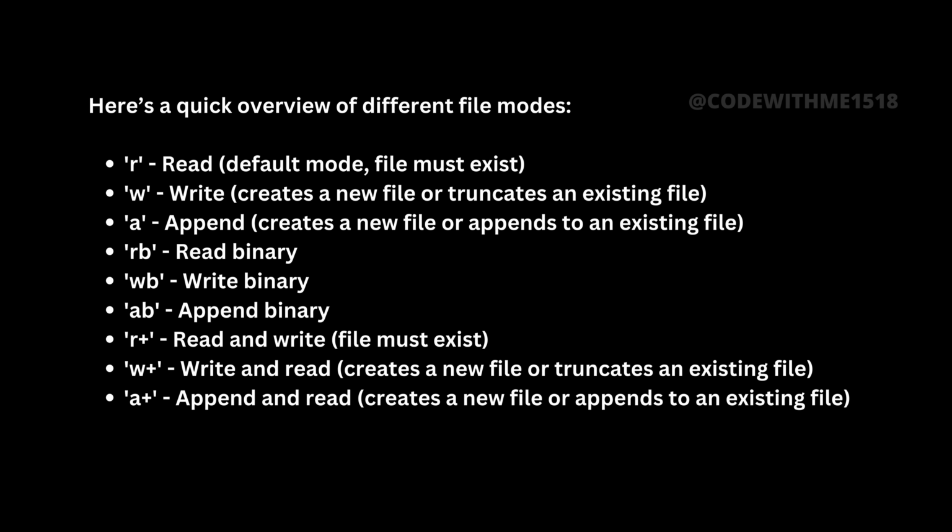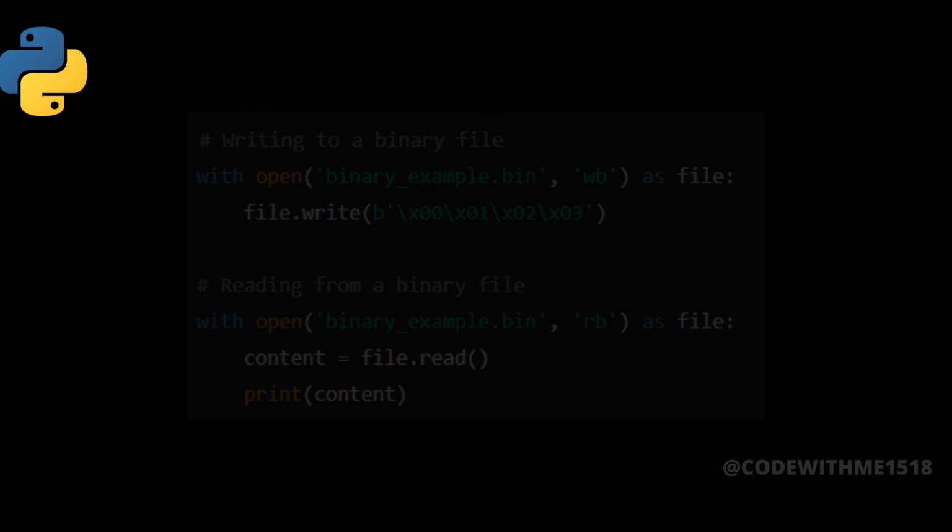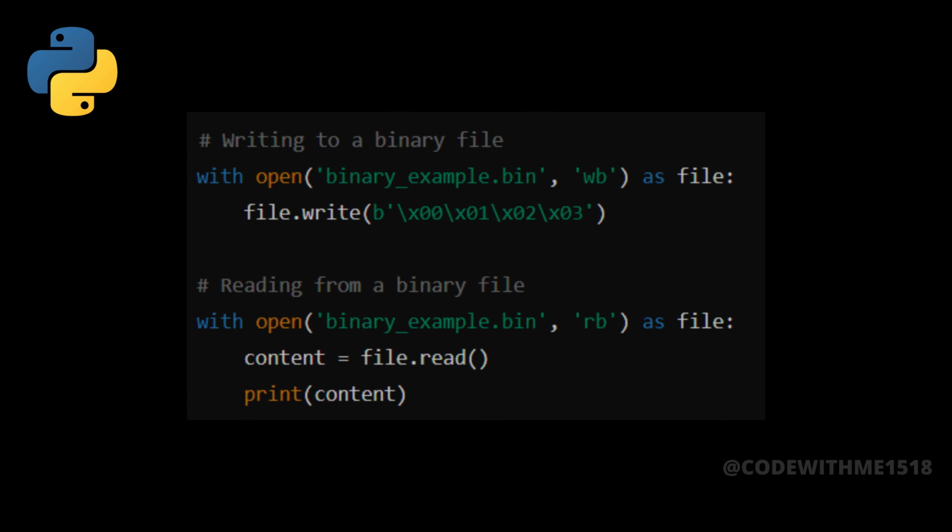RB, read binary. WB, write binary. AB, append binary. R+, read and write, file must exist. W+, write and read, creates a new file or truncates an existing file. A+, append and read, creates a new file or appends to an existing file. Here's an example of reading and writing binary files. Binary modes are useful for handling non-text files, like images or executable files.